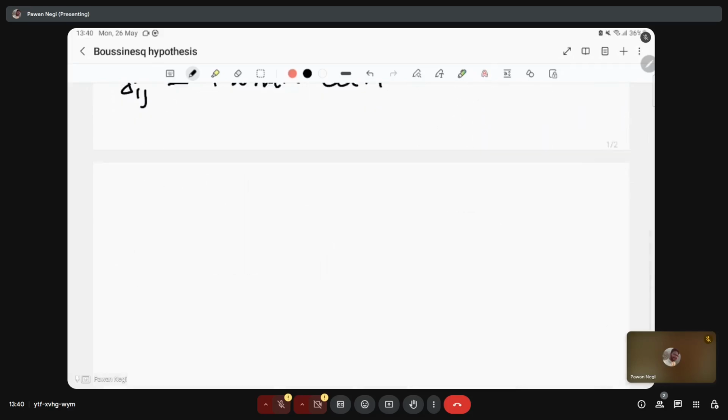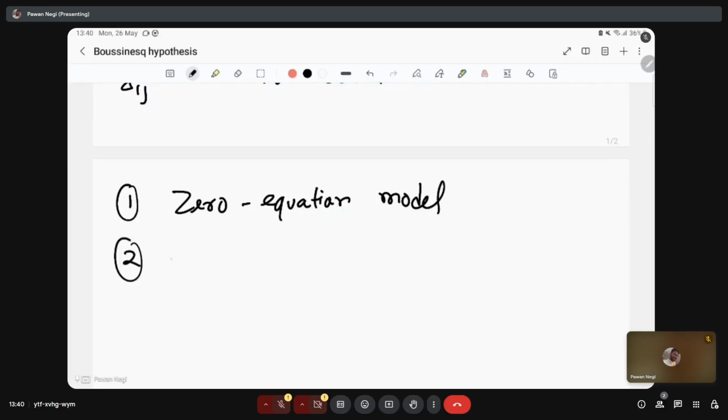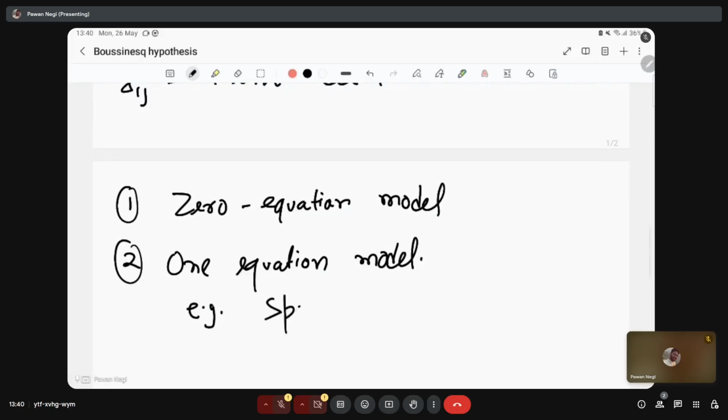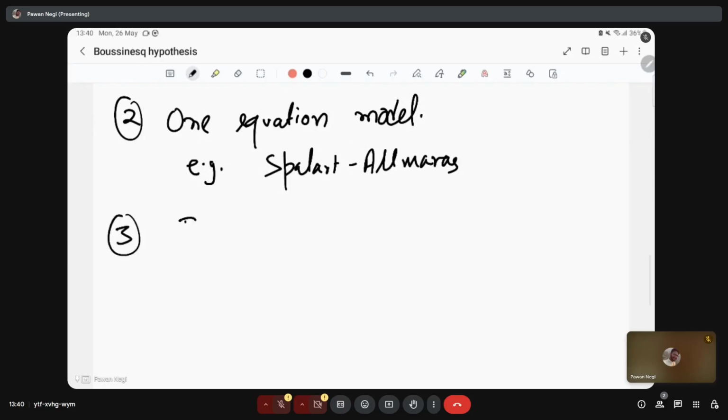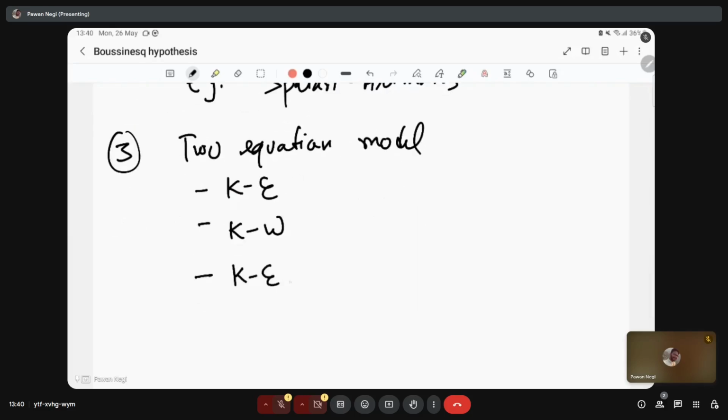To name a few, number one is the zero equation model, then number two is the one equation model, an example of this is the Spalart-Allmaras model. Then number three is the two equation model, which includes the k-epsilon model, k-omega model, and k-epsilon SST model, which is shear stress transport. All these models are based on Boussinesq hypothesis. Therefore we should know in which kind of scenarios this Boussinesq hypothesis is valid.